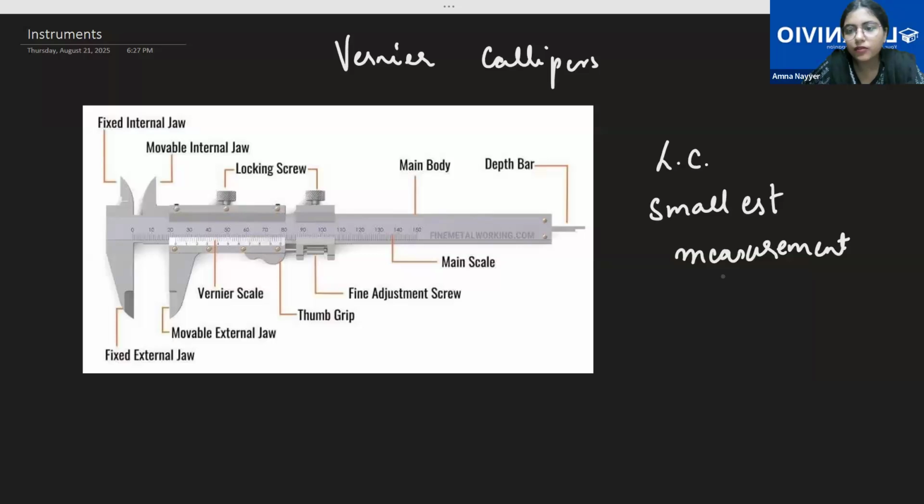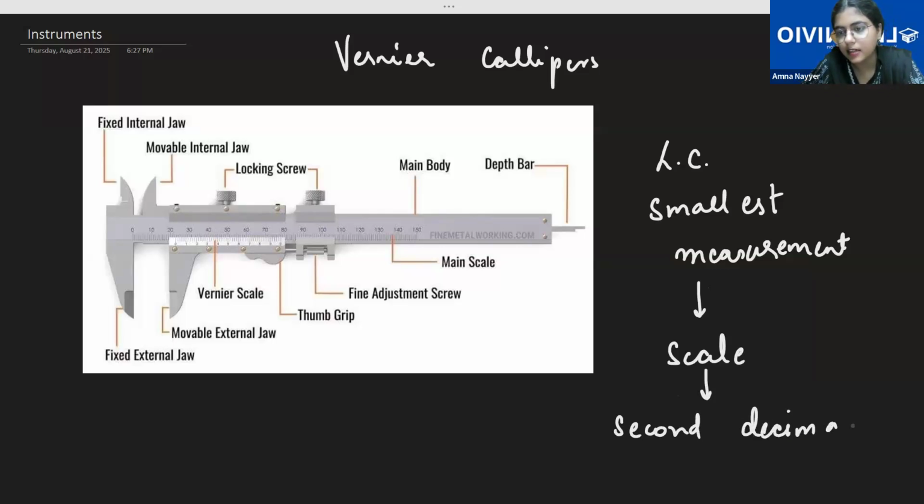Now the problem with the usual scale that we see is that it cannot give us up to the second decimal place, because it doesn't have the value. How will it give? So we have two devices we'll do. First is the vernier calipers. This is how it looks. Have you seen it in school, in college? No.